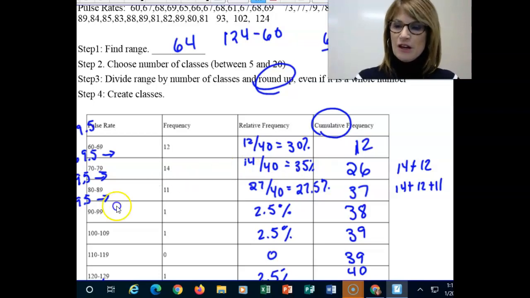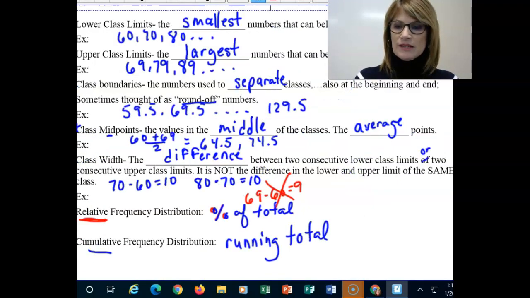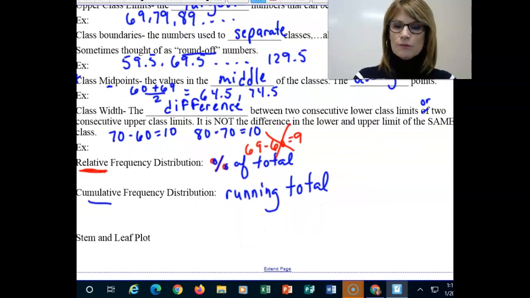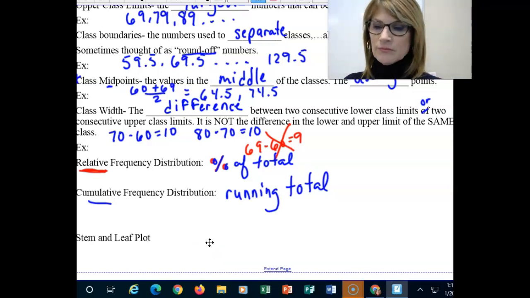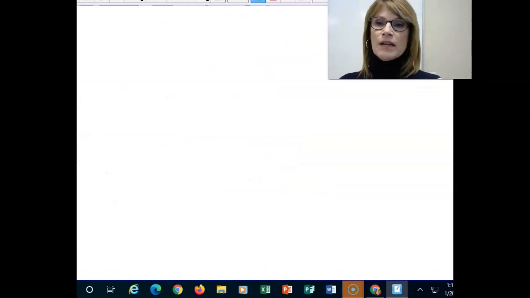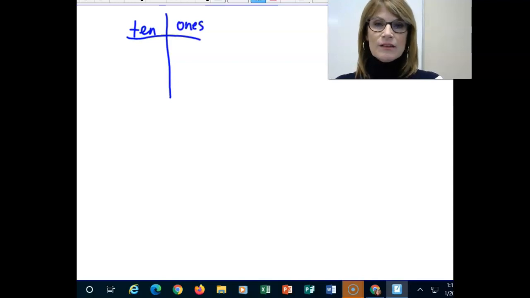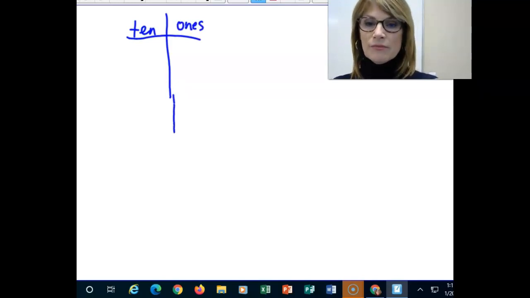Okay, so this is a nice way to present your data. There are some other ways that we can present data as well. We can do a stem and leaf plot, and you may have done these before, like a long time ago, like 8th or 9th grade maybe. But a stem and leaf plot, for our case, we will have the tens and then we will have the ones.